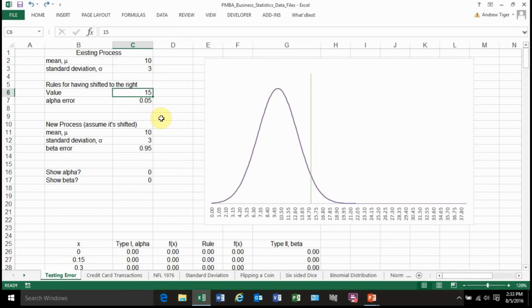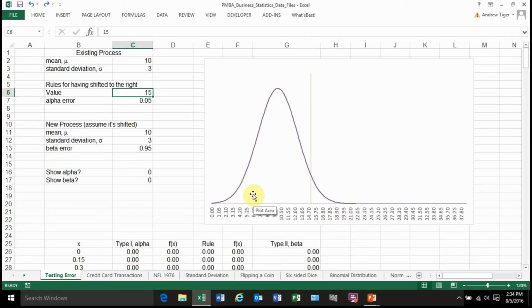So that means when I pull a measure from a process that I think is centered at 10, with the standard deviation of 3, and I grab a value that's higher than 15, I'm going to say that that process has shifted. I'm going to start doing things to correct it and bring it back to 10. Now, what does that mean? Well, hopefully the process is truly shifted, and so when we start investigating, we can move it back.